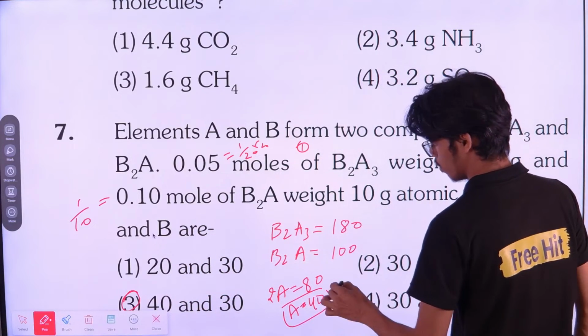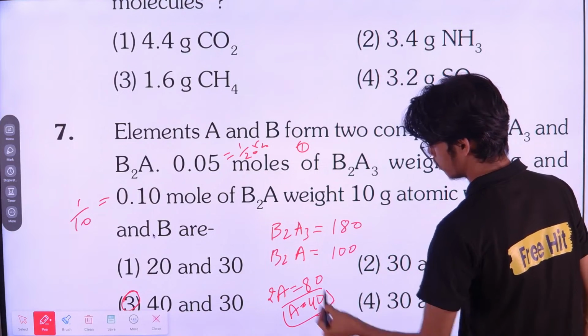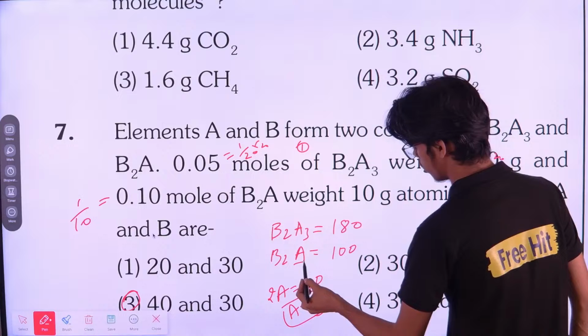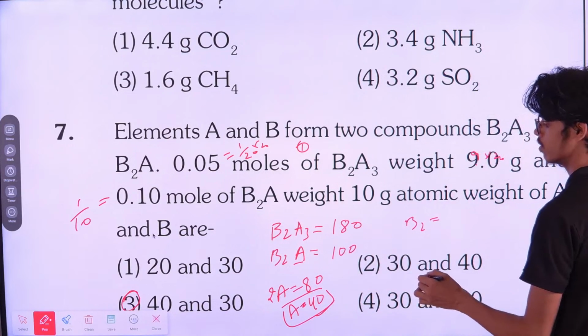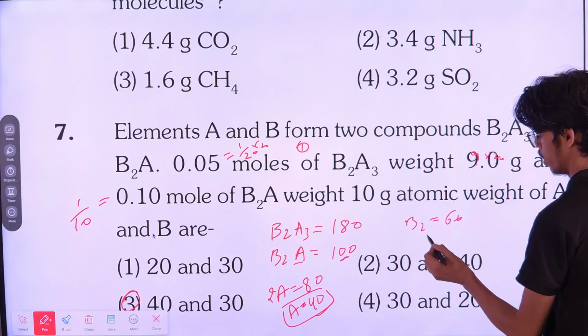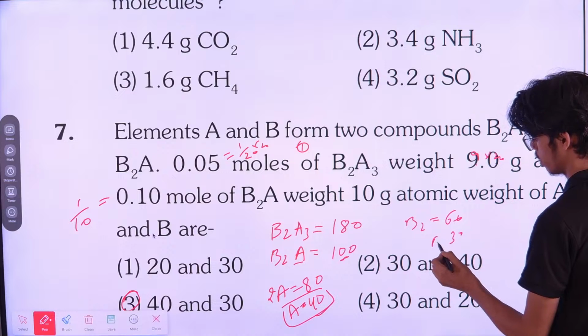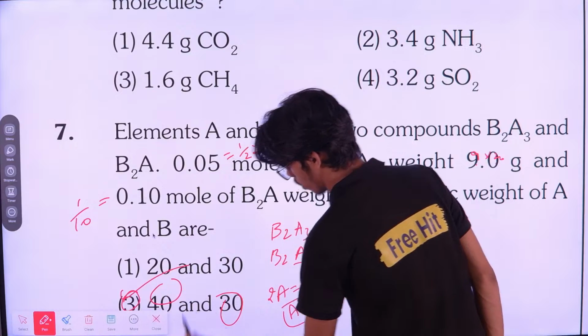Now 40 and 30. Now what is option number C? A is 40. So 100 minus 40 is how much? That is the weight of B2. 100 minus the weight of A is 60. So B2 is 60, B will be 30. So 30, 40 and 30, and this is the third option.